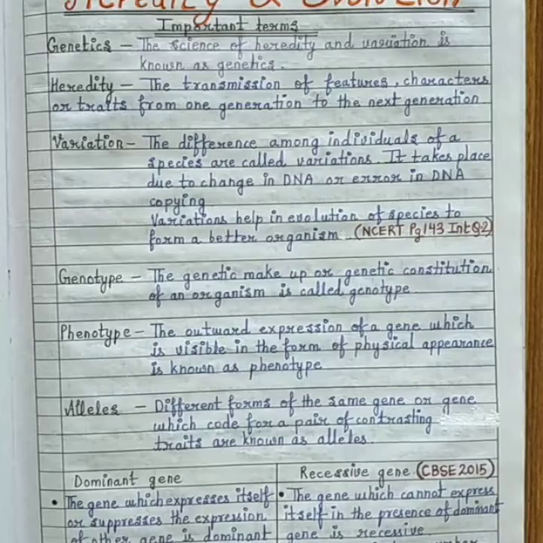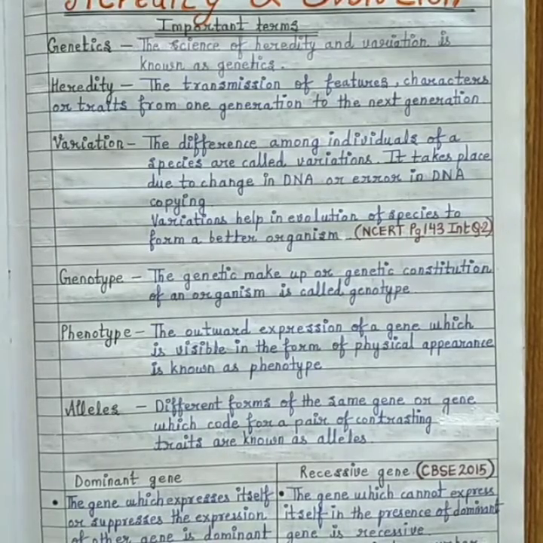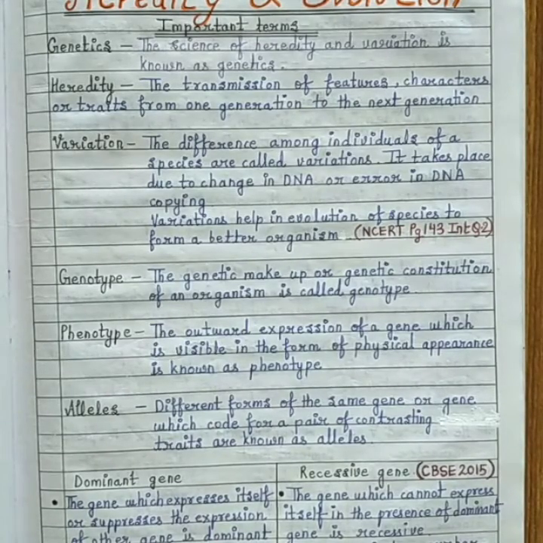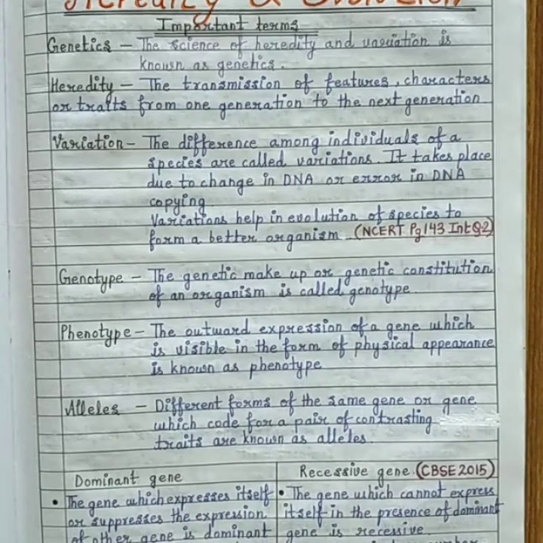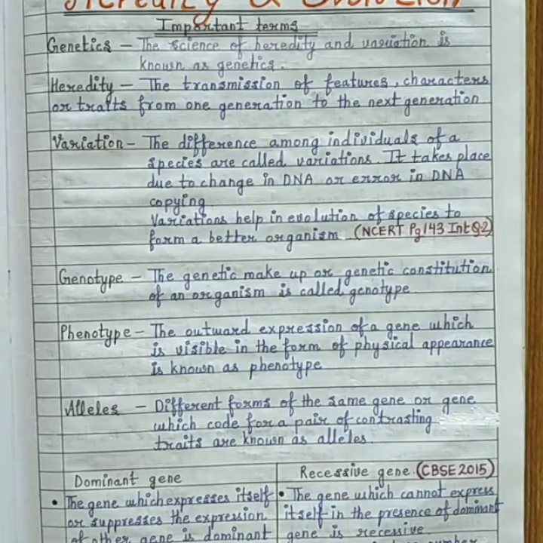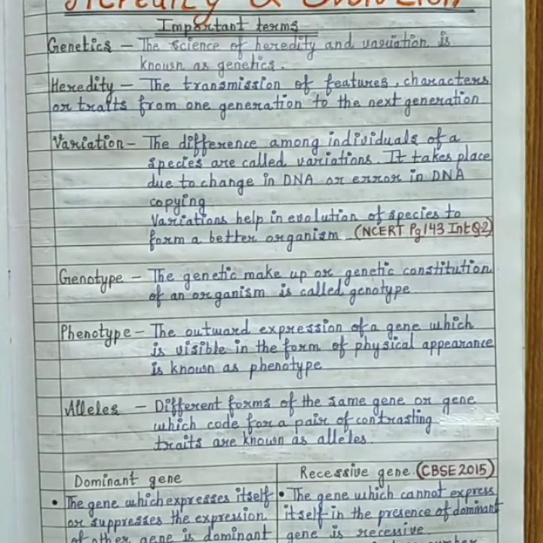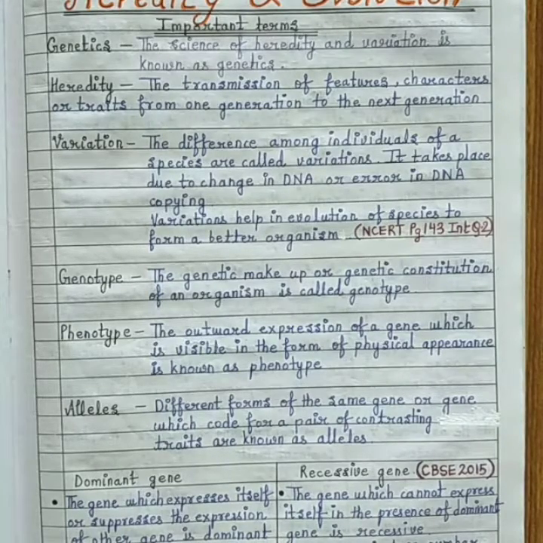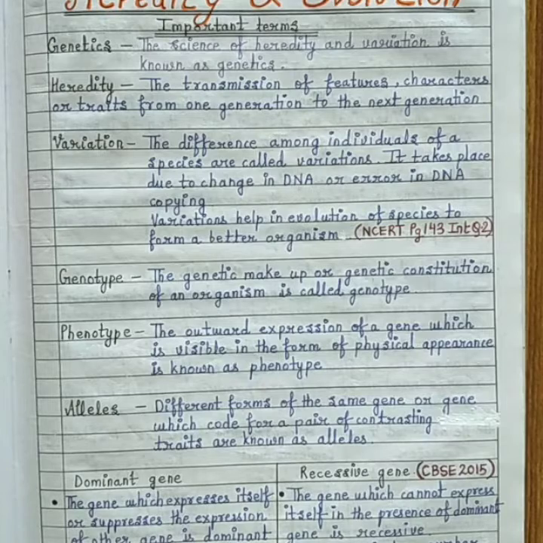Moving ahead, the dominant gene appears in more number in a population. The dominant character will be seen more. So it appears in more number, and the recessive gene appears in less number. The recessive character is observed in less quantity in any population. For example, tallness and dwarfness. In a population you will see more individuals with the dominant character and fewer individuals with the recessive character.